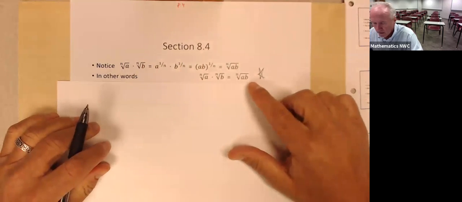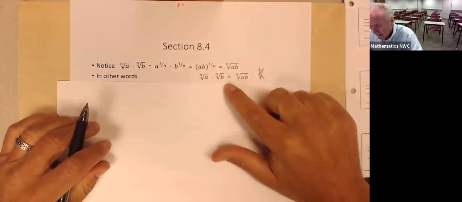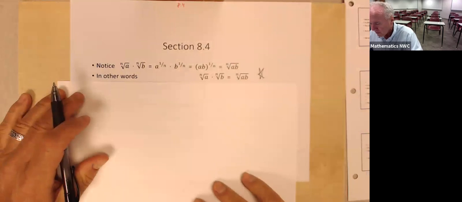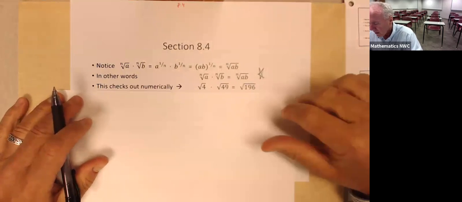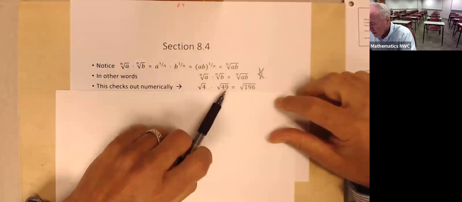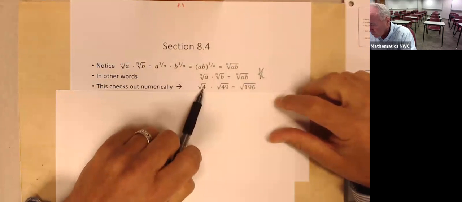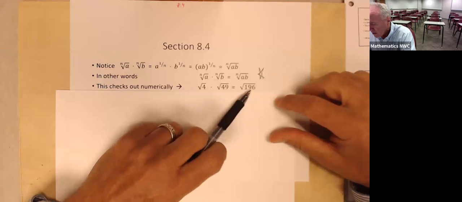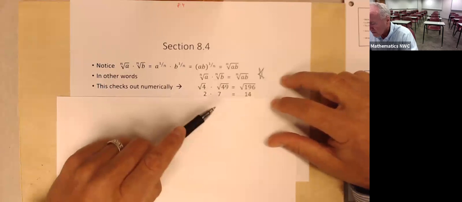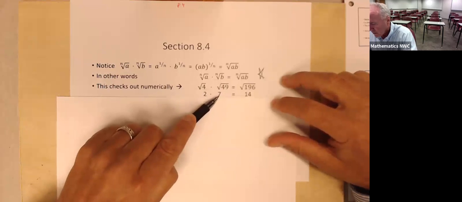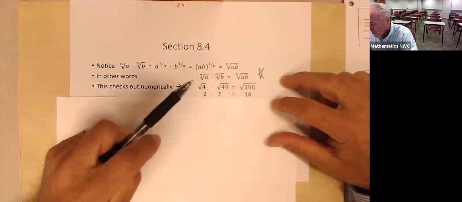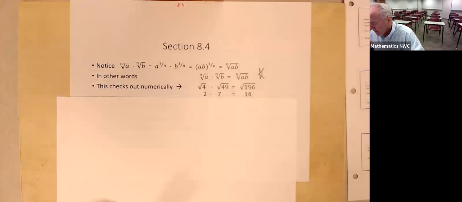That's going to be a very, very key identity for us that we need to be comfortable with and be ready to use. Here's a numerical example. This is not a proof, but it does check out. The square root of 4 times the square root of 49. Well, if you multiply 4 times 49, you will get 196. But now if you were to take the square roots, the square root of 4 is 2, the square root of 49 is 7, the square root of 196 is 14, 2 times 7 is equal to 14.